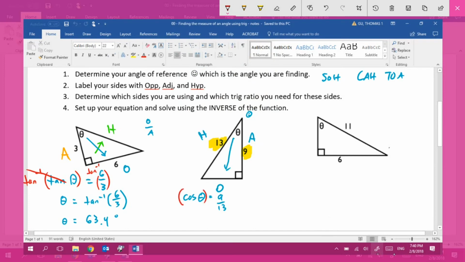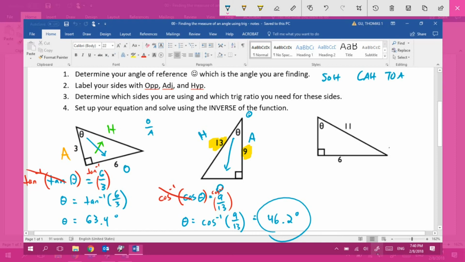So we're going to do this: cosine to the negative 1, gone. And then we take the inverse cosine. I need to leave more space next time for this. So then we've got theta equals the inverse cosine of 9 over 13. Then simply put that into the calculator: inverse cosine of 9 divided by 13. Enter, and your answer should be 46.2 degrees.